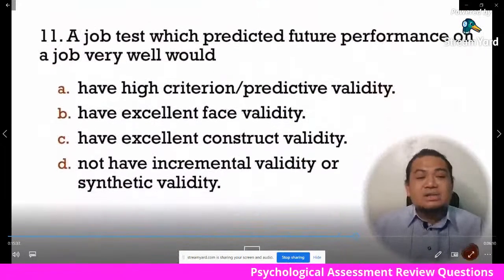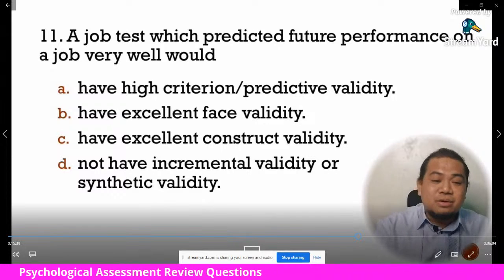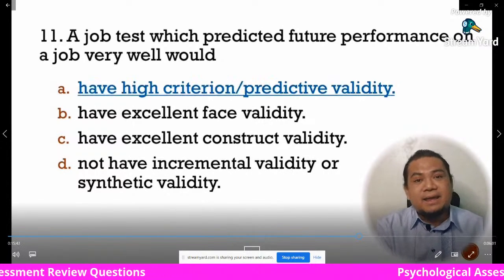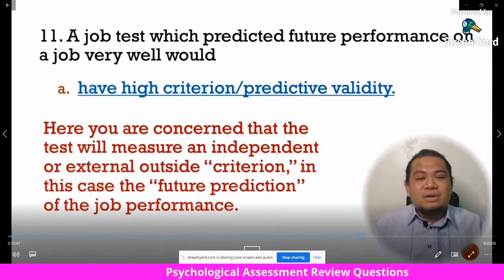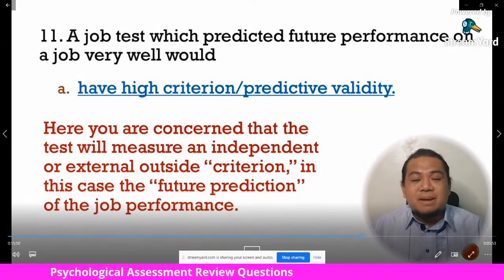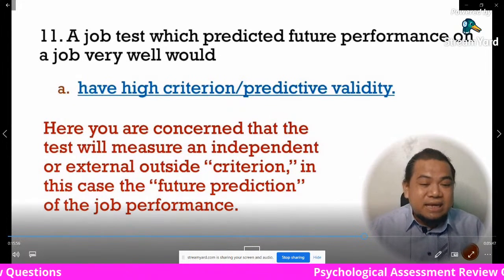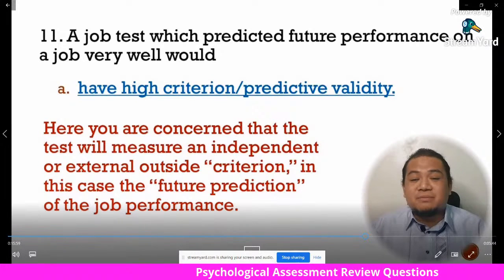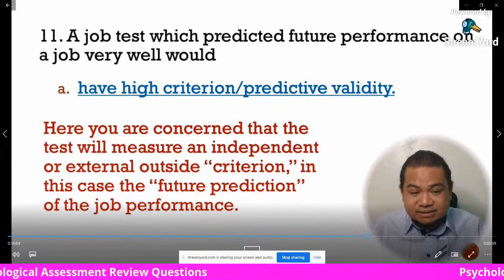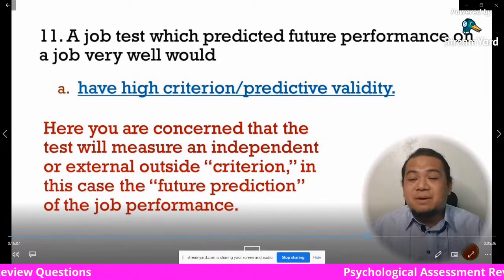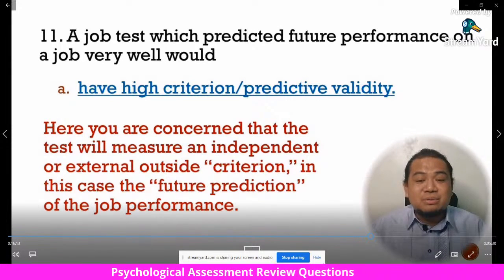Number 11, a job test which predicted future performance on a job very well would, the answer, letter A, have high criterion or predictive validity. Here, you are concerned with whether the test will measure an independent or external outside criterion. In this case, future prediction of job performance. We have to note that A would be incorrect on questions such as this if the question specified job performance. If this were the case, then technically only the term criterion would apply.